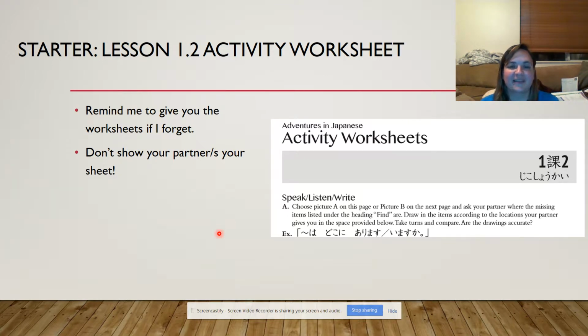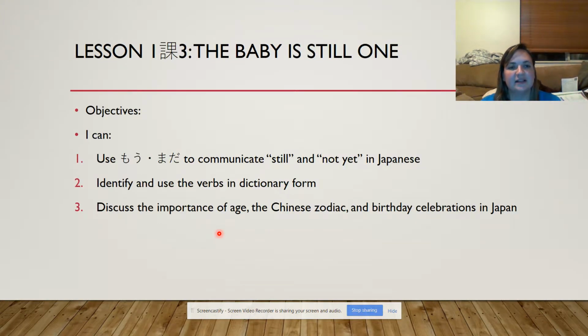はい。じゃあ続きましょう。Okay, so 今日はレッスン1課3を始めましょうね。So we're going to go ahead and start lesson 1-3. The baby is still one. It's a title, kind of funny. And again, if you guys would like to use your textbooks, you can grab that. For this lesson, it starts on 34ページ。So 34ページを開けてください。And you can see a little comic where they're getting that title from.